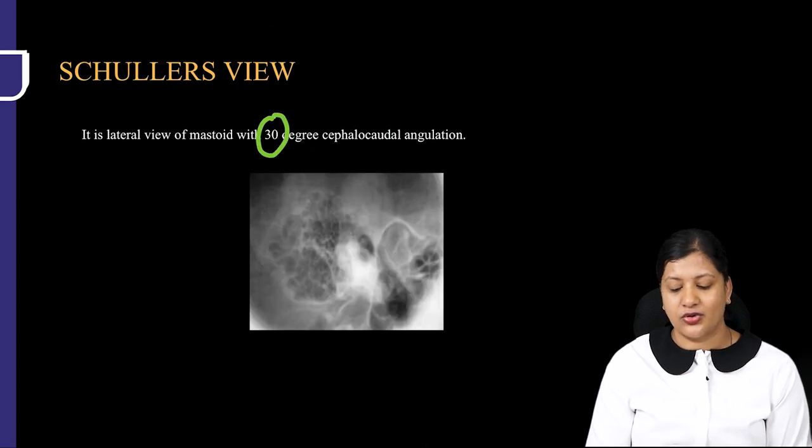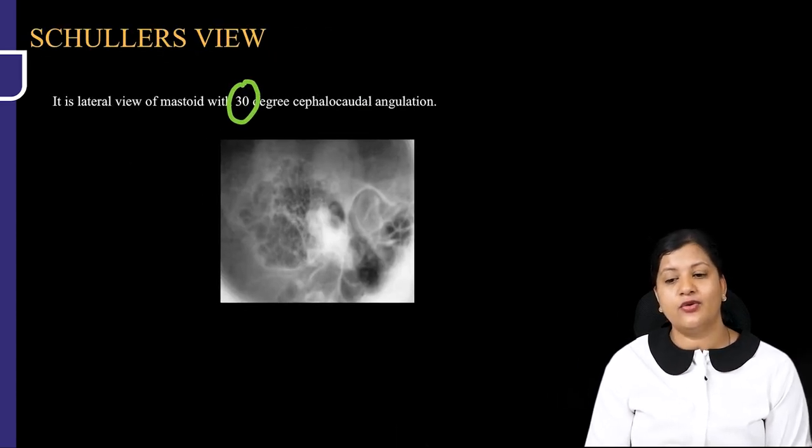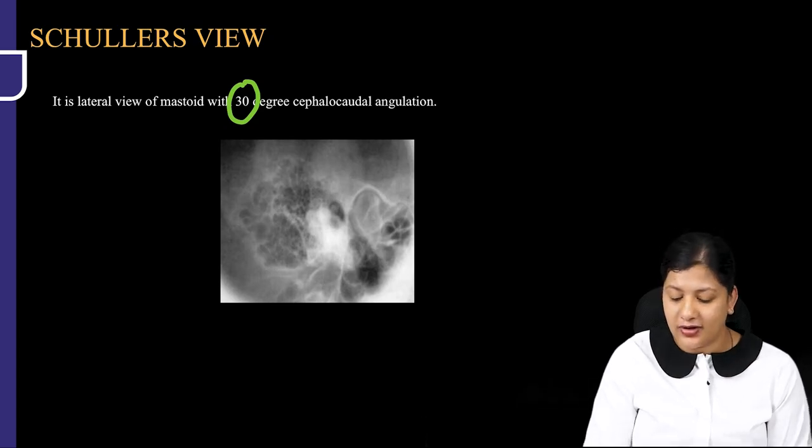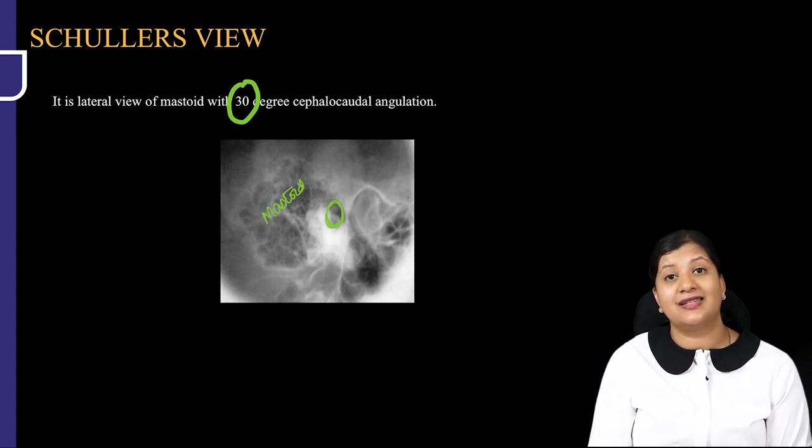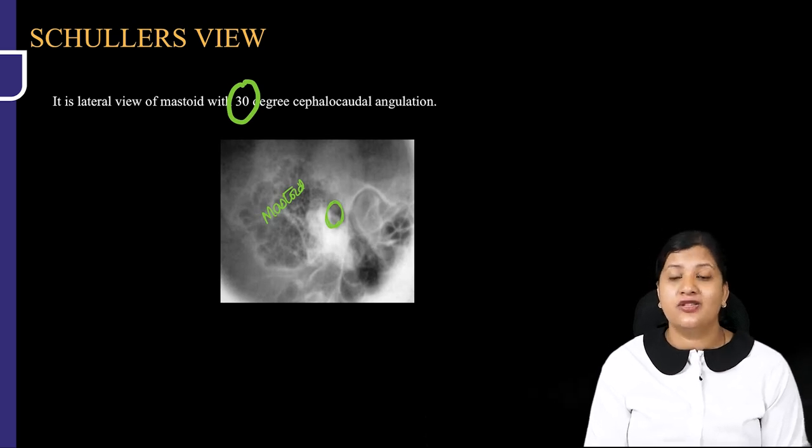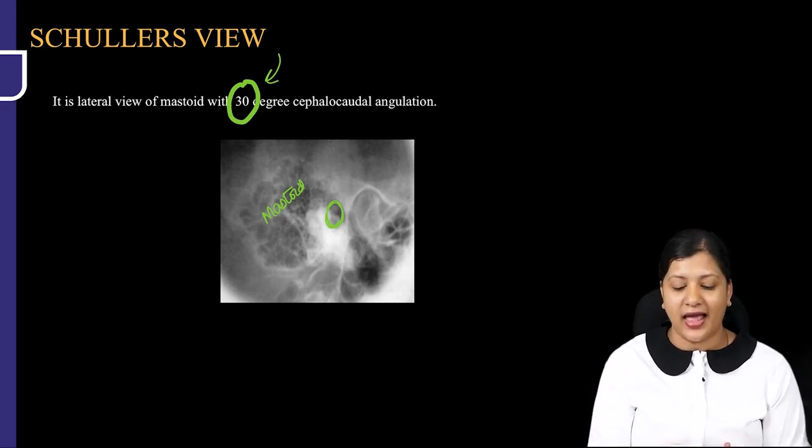Now let us go to Schuller's view. Schuller's view is the same view, 30 degrees cephalocaudal angulation. This is your external auditory canal. This is your mastoid air cells. We can see it is air filled, it is black, and there is no disease. If there is a disease, it would appear hazy. So Schuller's view, what is the angulation? 30 degrees. The only difference between Law's view and the Schuller's view is the angulation.